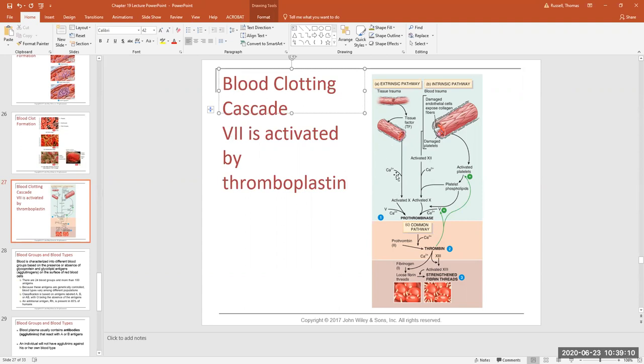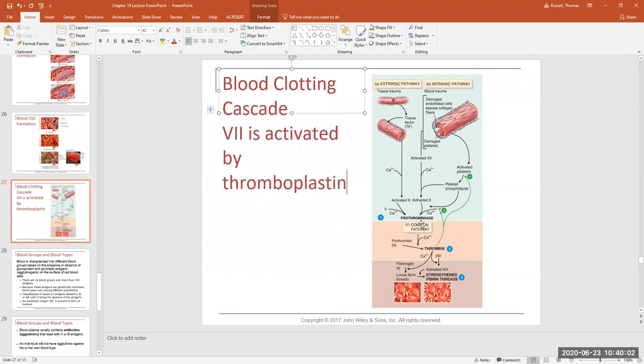Now, in the presence of calcium, almost every single step requires calcium. You cannot clot your blood without calcium, by the way. So in the presence of calcium, activated factor number 7 activates factor number 10. Now, all of these factors are flowing in your blood. So activated 7 activates 10, and activated factor number 10 binds to factor number 5 to form an activated complex called prothrombinase. So if you want to know what this enzyme really is, it's a combination of activated factor 10 and 5 bound together.